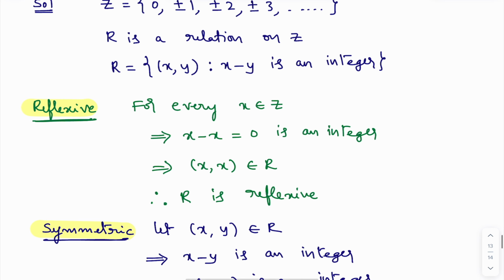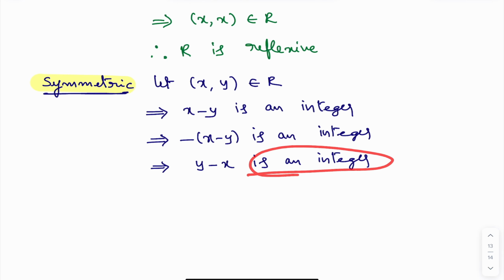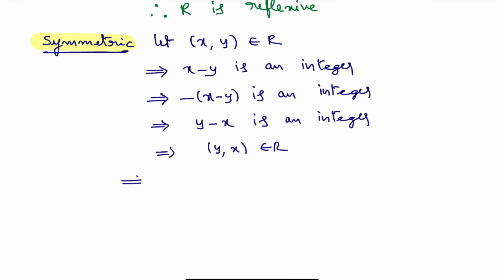As per this relation, when can I say that (y, x) belongs to this relation? If y minus x is an integer. So here I got that y minus x is an integer. From this, I can say that the ordered pair (y, x) belongs to the relation. So for every (x, y) belonging to R, (y, x) also belongs to R. Therefore, the relation R is symmetric.